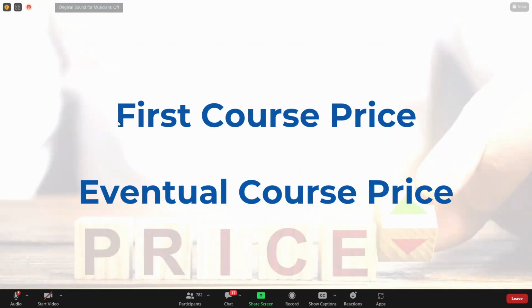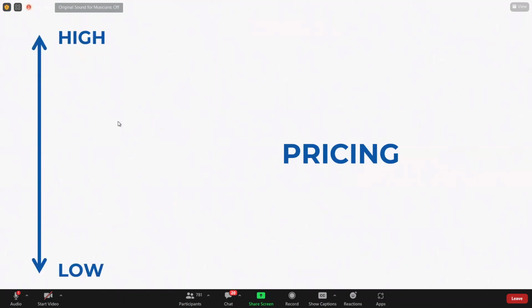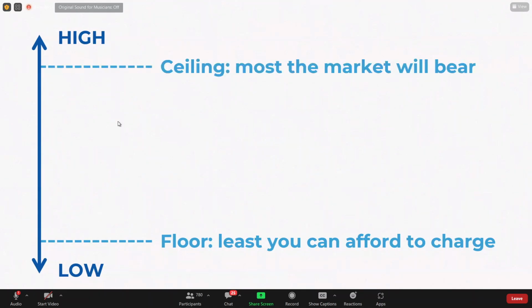And we do it this way because pricing can be a loaded topic, and it's easier to think about it in a clear-headed way with some distance looking into the future. So how do we do it? Pricing exists on a spectrum from low to high. At the bottom, there is a floor. This is the least you can afford to charge. If you charge any less than this, you'll be losing money on every sale. You're essentially paying people to take your course. On the high end, there's a ceiling. There's the most the market will bear. Everything in between is about positioning, how you compare to other options that are out there.